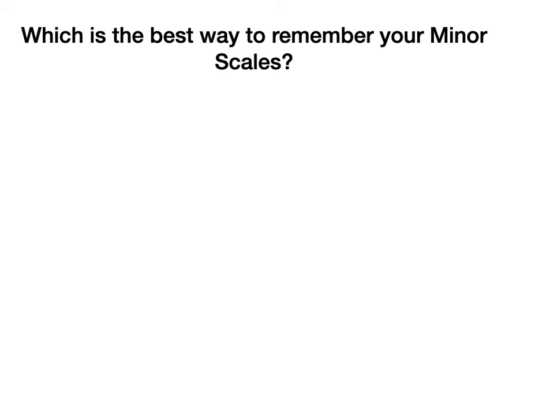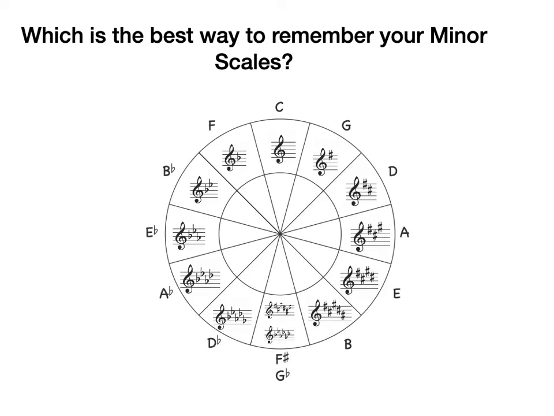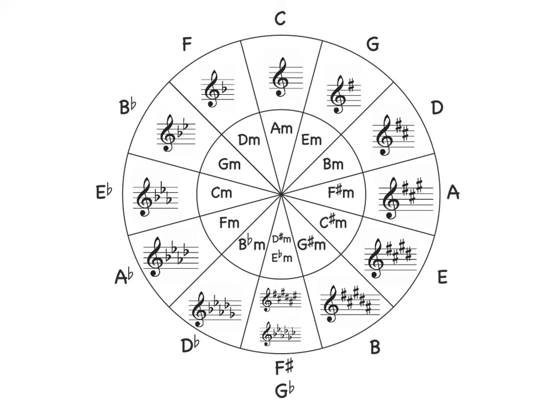But which is the best way to remember your minor scales? Personally, I think the circle of fifths is the best way to remember your minor scales. It helps you to understand all the different key signatures and how they relate to the major and the minor scales. If you're not clear on the circle of fifths, be sure to check out my website where I have lots of explanation videos on the circle of fifths.